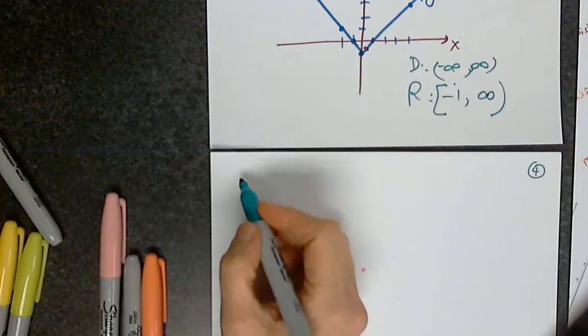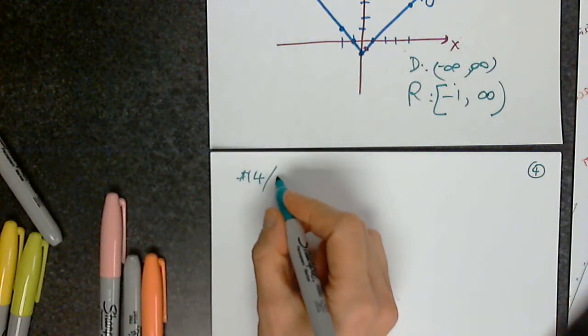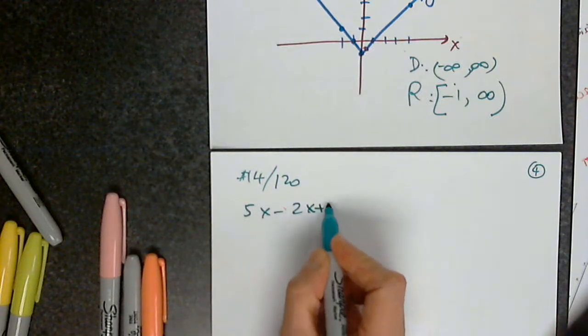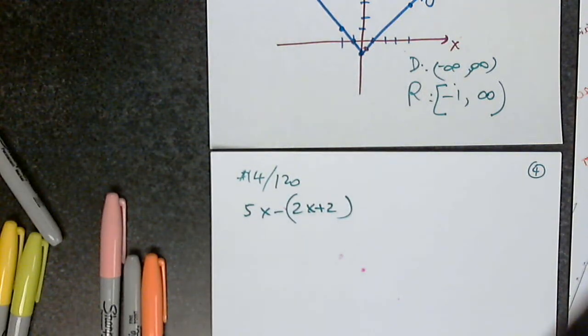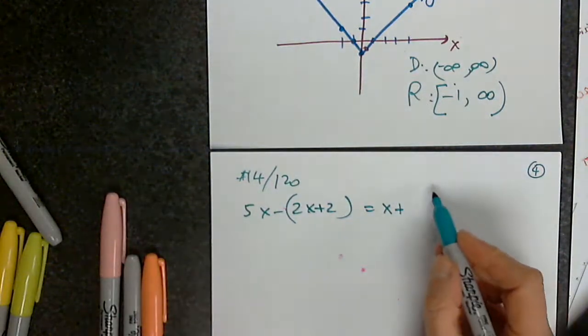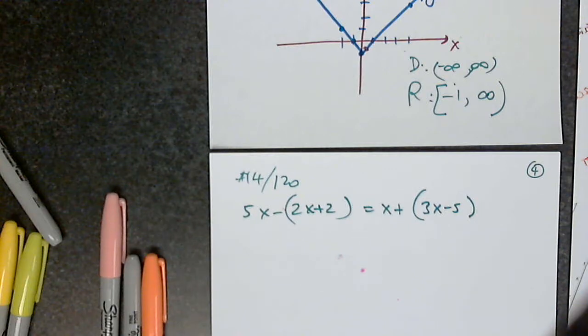Let's say 14, and then we'll choose 23. So 14, on page 120: 5x minus (2x plus 2) equals x plus (3x minus 5). Again, terminology. I need to know what this is. What is it?